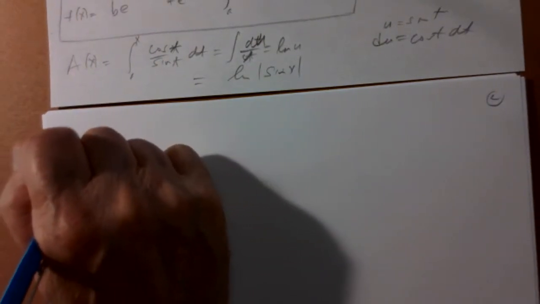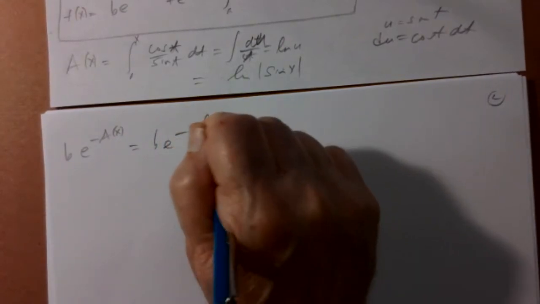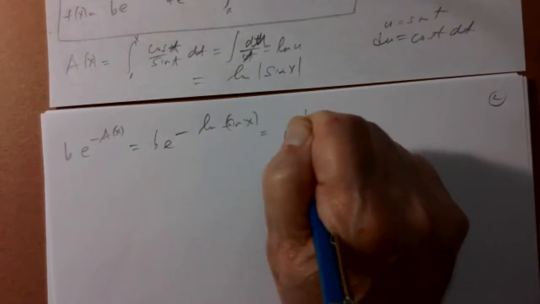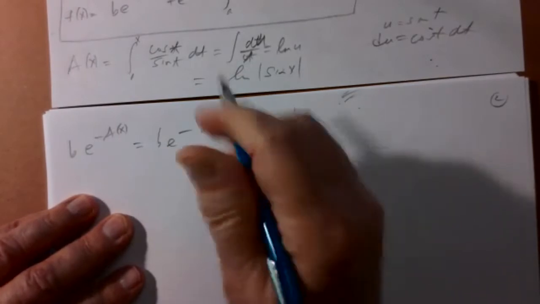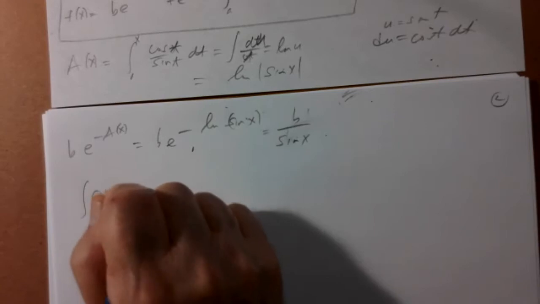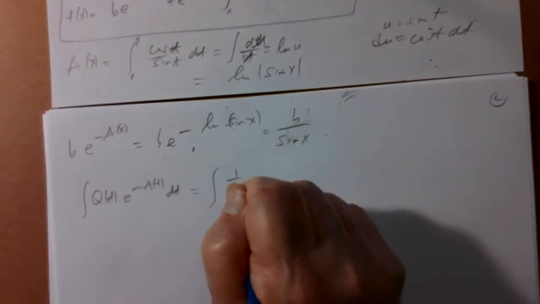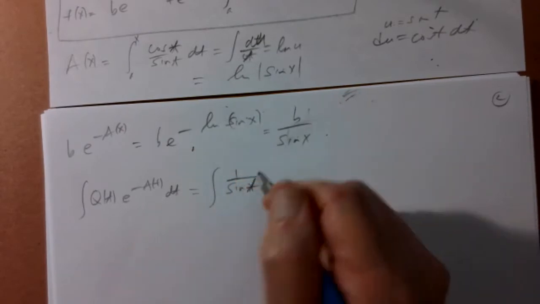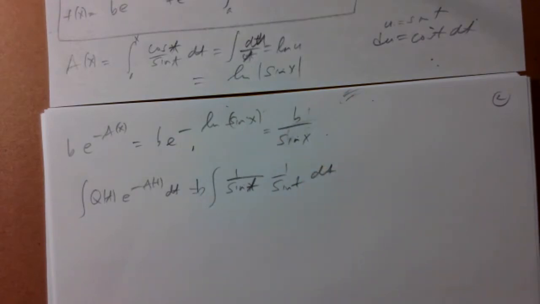So a solution to the homogeneous equation is b e to the minus A of x. What is that? That's b e to the minus log of sine x, which is b over sine of x. What is the integral of q of t e to the A of t dt? That's the integral of 1 over sine t, e to the A of t, dt.